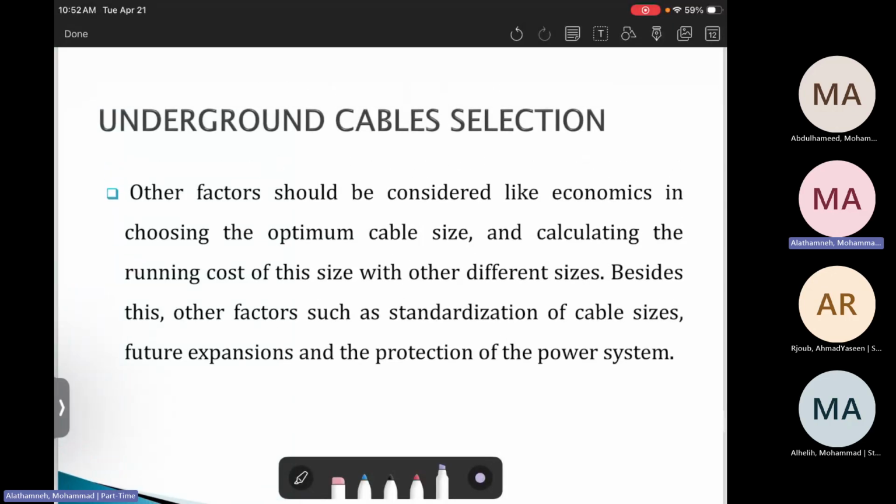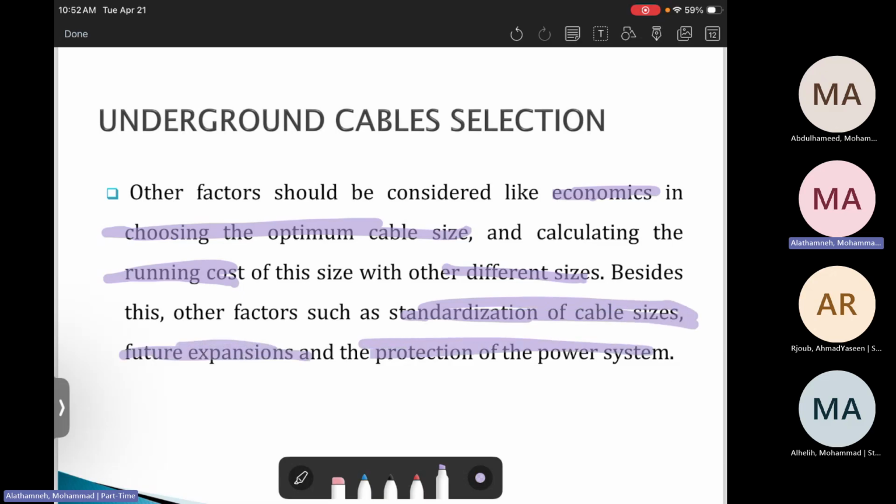Underground cable selection, again, has another factor that we need to worry about, which is economics. The optimal size cable, as we mentioned before, and the running cost of this size and other different sizes. Besides this, other factors such as standardization of the cable sizes, future expansion, and protection of the power system all impact the cable size selection.